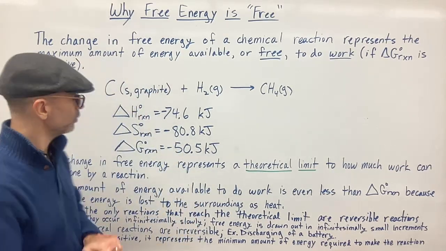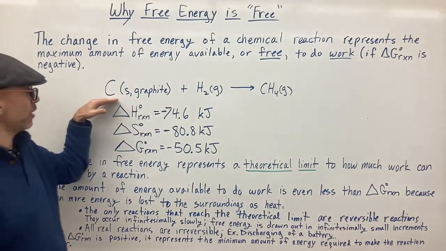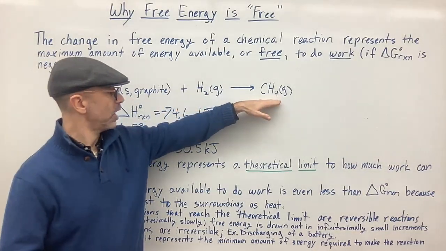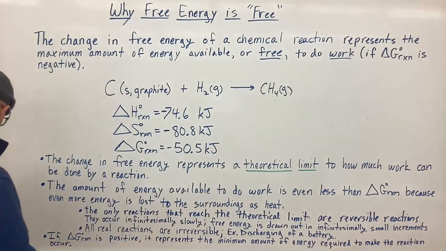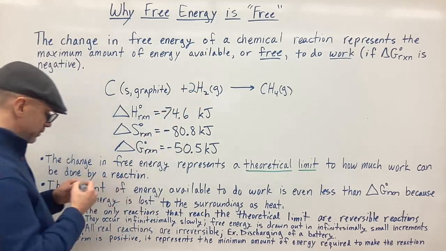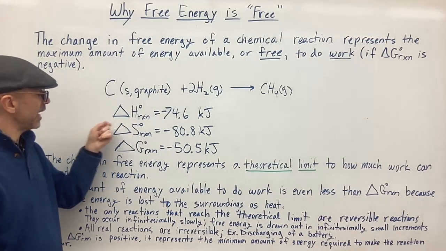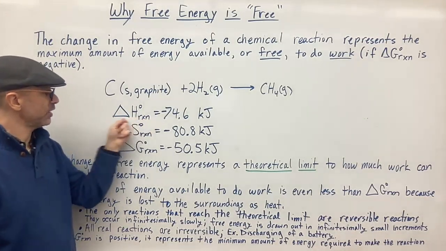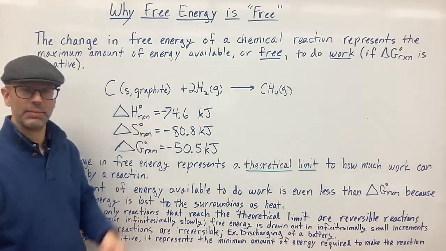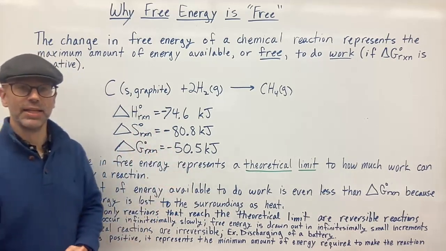So, for example, if we look at this reaction here, solid graphite, carbon, reacts with hydrogen gas to form CH4. And so if we balance the equation, that should be a 2 there. So we see here that the enthalpy of the reaction, the heat of the reaction, is negative 74.6 kilojoules. So it's negative, so that means it's exothermic. Heat is being released, or energy is being released by the reaction.